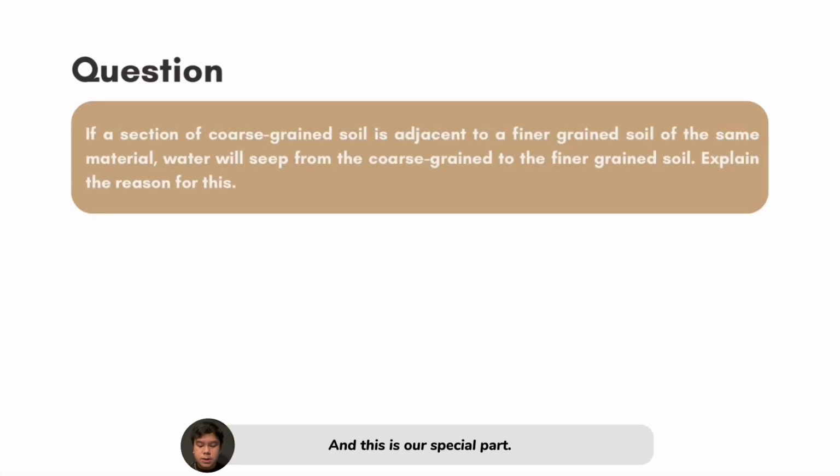And this is our special part. We researched physics, biology and medicine textbooks for a question related to our content. The question we came up with was: if a section of coarse-grained soil is adjacent to finer-grained soil in the same material, water will shift from the coarse-grained to the finer-grained soil. Explain the reason for this.